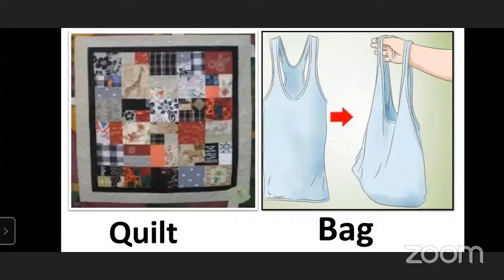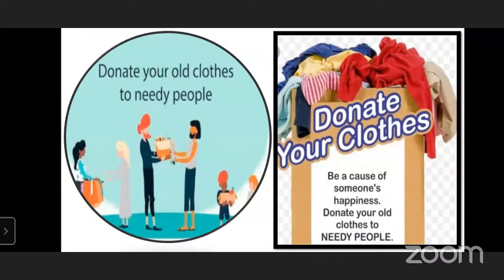Now see another way: donate your old clothes to needy people. What we can do is donate our clothes, if the condition of the cloth is good, to the needy. We had seen that before also.